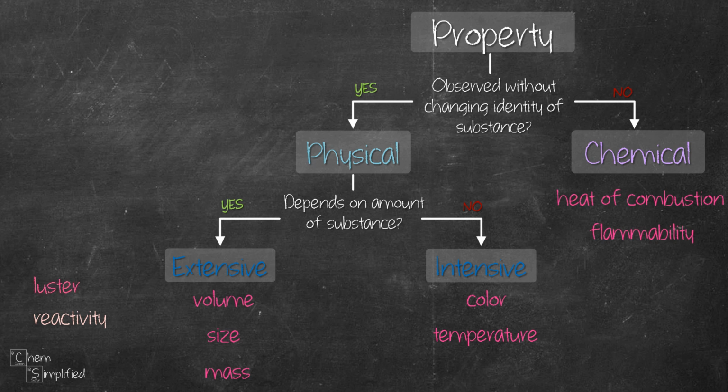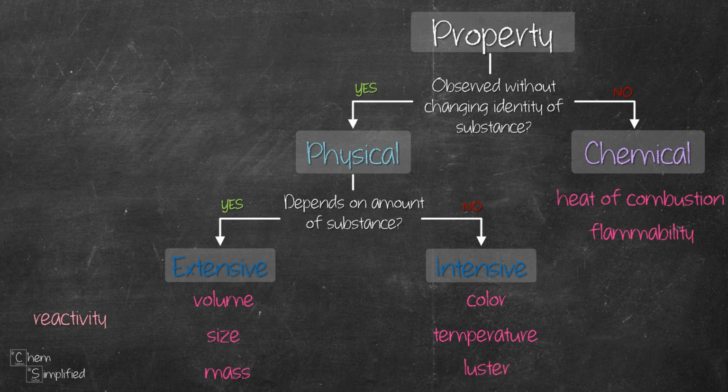Luster is how shiny or dull a substance is. We can observe that by looking at it without having the substance undergo any chemical change. Since that's the case, that means luster is a physical property. Let's take a sheet of aluminum foil, for example. It's shiny. If we were to tear the aluminum foil into a few pieces, each piece will be just as shiny. That means luster doesn't depend on the amount of the substance, making it an intensive property.